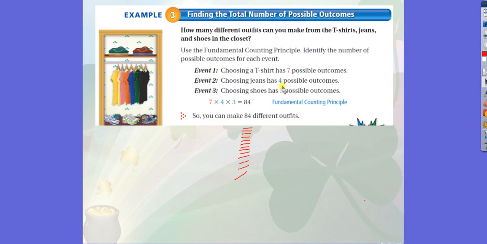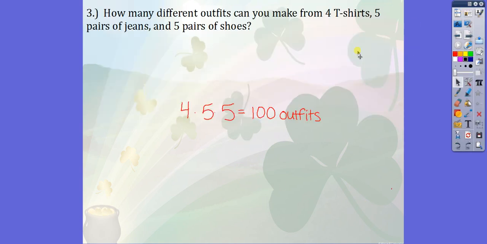So how many different outfits can you make from the t-shirts, jeans, and shoes in the closet? Well, t-shirts have 7 outcomes. 1, 2, 3, 4, 5, 6, 7. Jeans have 4. 1, 2, 3, 4. And shoes have 3. 1, 2, 3. I have my numbers, and the counting principle says multiply them, so I multiply them, and I get 84 outfits. We talked about how this is why the principle is useful, because we wouldn't want to have to create a tree diagram that at the end had 84 things written, and depending on how you decided to sort it, there's a lot of room for error, and that's a lot of time.